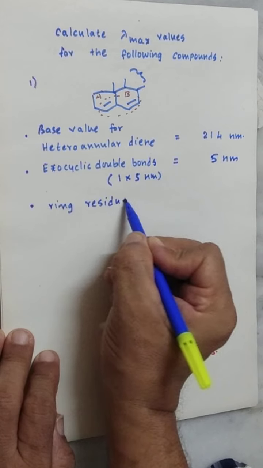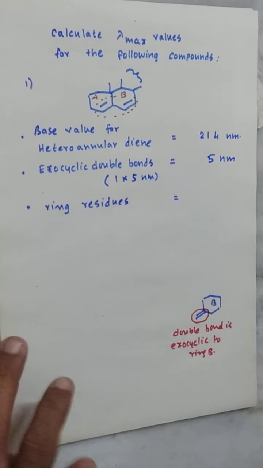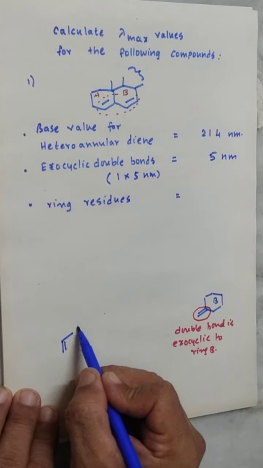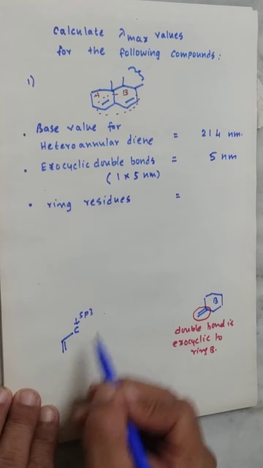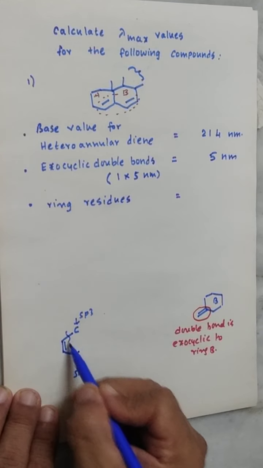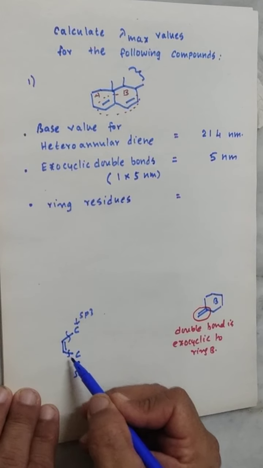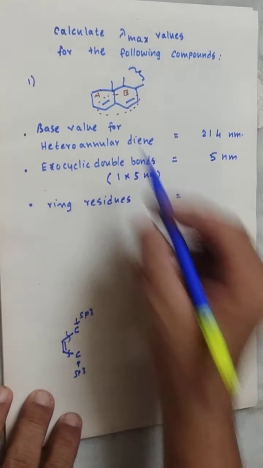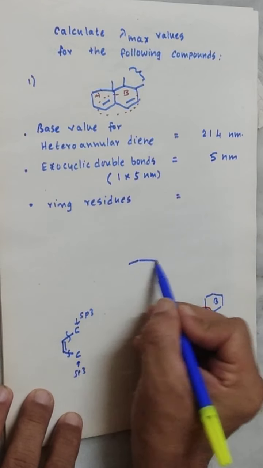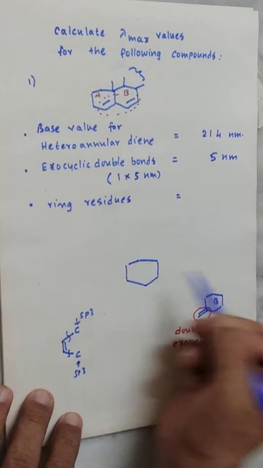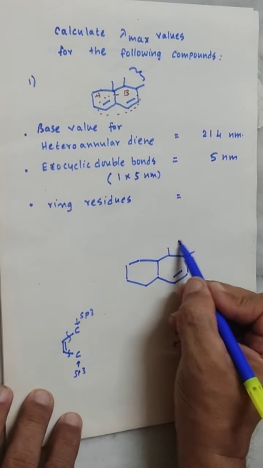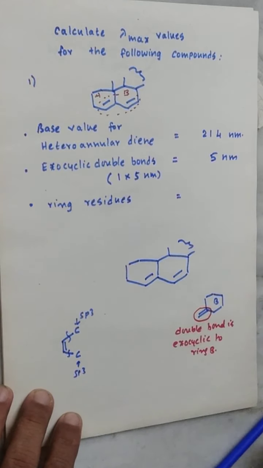Then you have to go for the ring residues. You have to calculate the ring residues. So observe carefully, I already gave you the concept, again I am repeating here. Whenever you have a double bond, the double bond carbons should be attached to an sp3 carbon. Once you have an sp3 carbon attached to double bond carbons, that becomes a ring residue. So this becomes a ring residue, this becomes a ring residue. Now draw this molecule again. I am writing a little bit bigger structure here, so that you will know the ring residues very clearly.